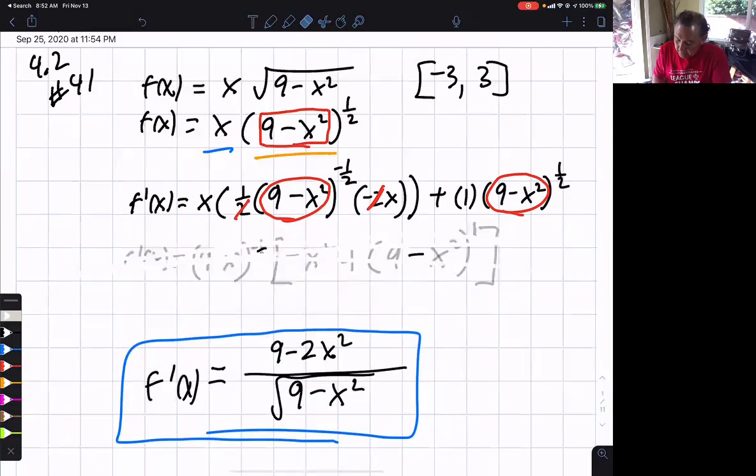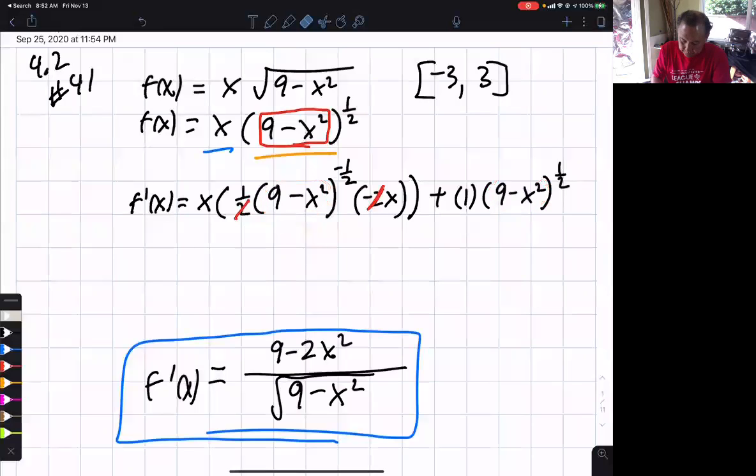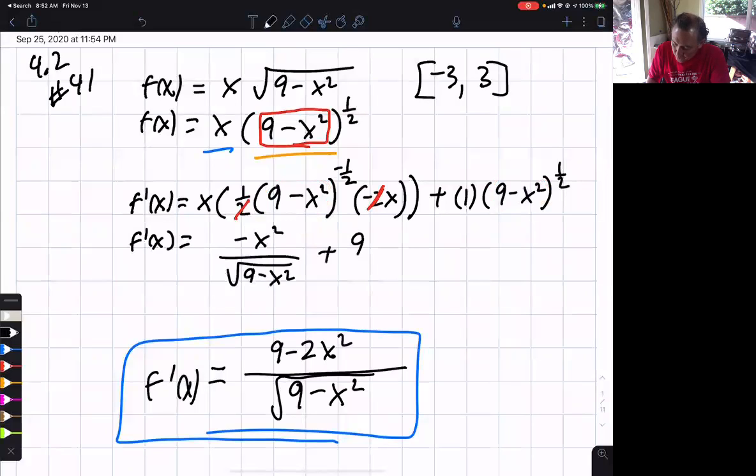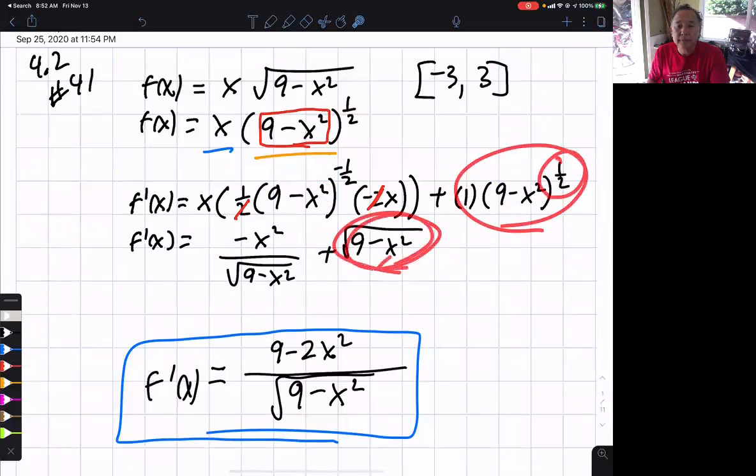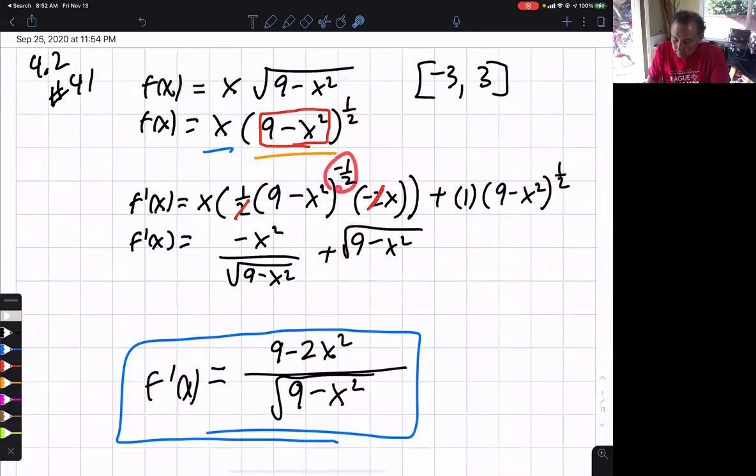Let's back up all the way to here. And let me rewrite this for you as this. Negative x squared over square root 9 minus x squared plus square root 9 minus x squared. So all I did, that's just that, but the half is a square root. The negative brings this to the bottom, and the 1/2 power makes it square root, and I had an x and a minus x, so the minus x squared left over there.